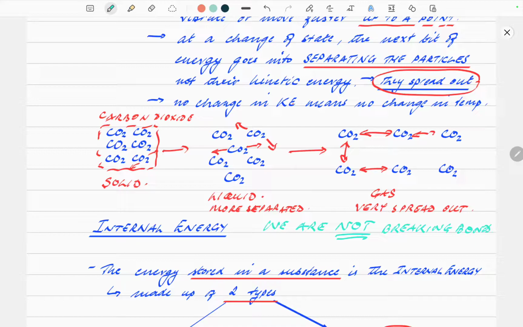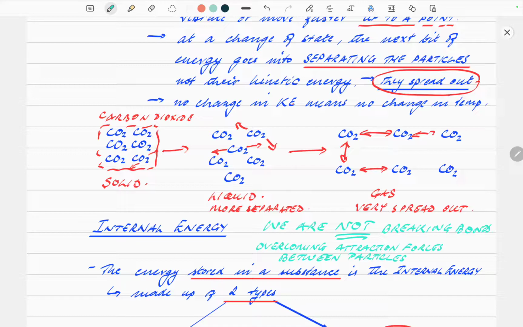Very important. Often that's the most common mistake, all right? We are not breaking bonds. What we're doing is overcoming attraction forces between particles and separating them. Okay, that is really important.